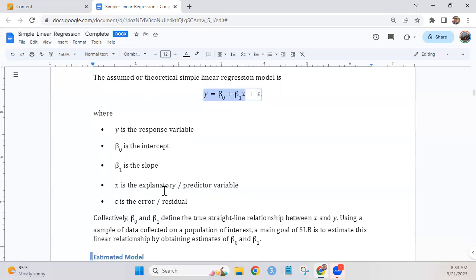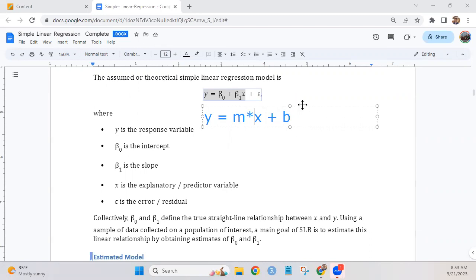So collectively, beta naught and beta 1 define our straight line relationship between x and y. And it might look familiar, like from high school, you learn y equals mx plus b, right? This is the equation for a straight line. So this is the same for linear regression. We just use slightly different notation, and the order of things is swapped a little bit. B is the beta naught, M is the beta 1.